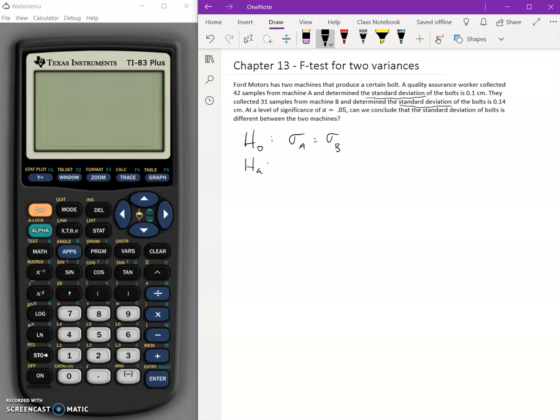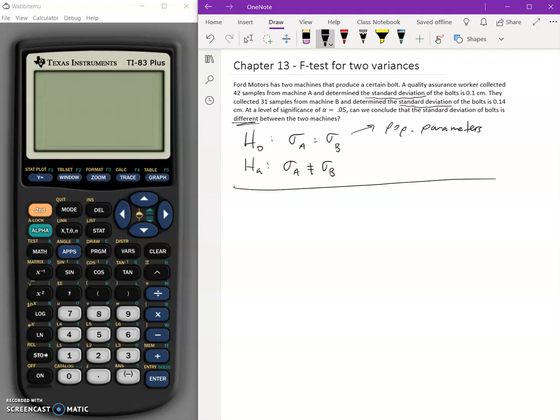And then our alternative hypothesis, we're wondering though, is it different between these? So in this case, we're wondering if sigma sub A does not equal sigma sub B. And again, remember these are all population parameters. The hypotheses are always statements about population parameters, not our sample statistics.